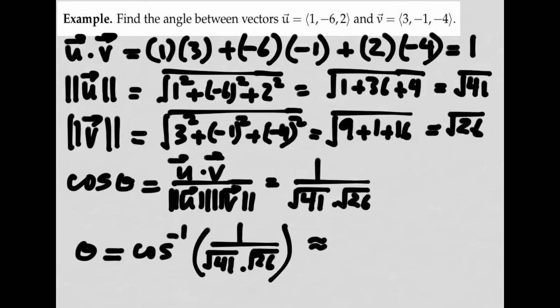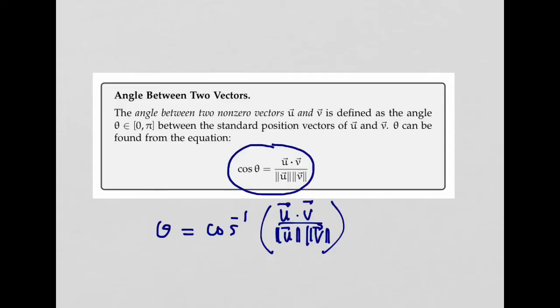Using a calculator and making sure the calculator is set in degrees, that's roughly 88.6.24 degrees. Notice this angle falls in the allowed range for theta, which is 0 to pi radians, or 0 to 180 degrees.